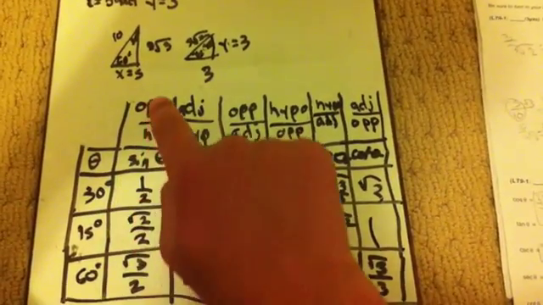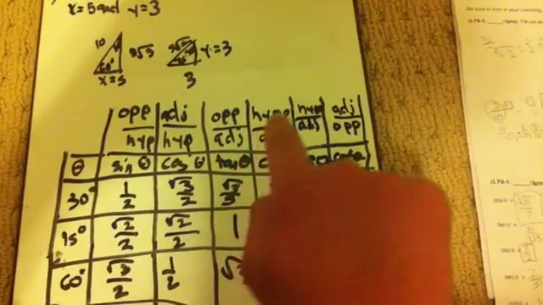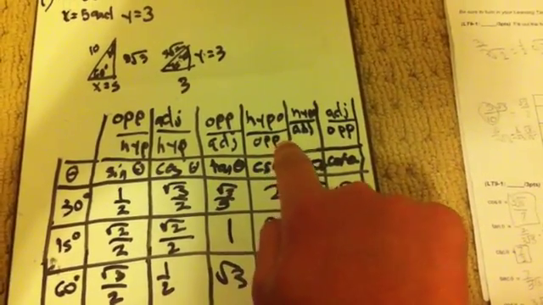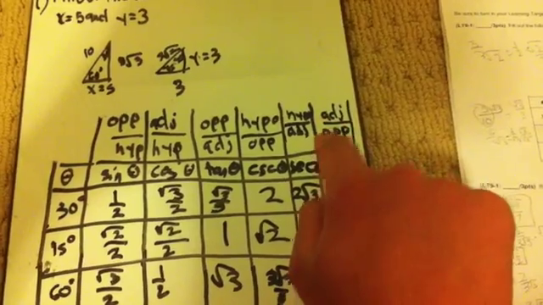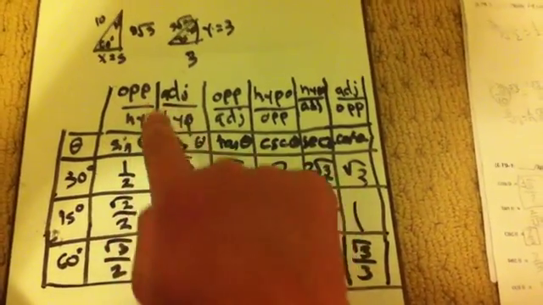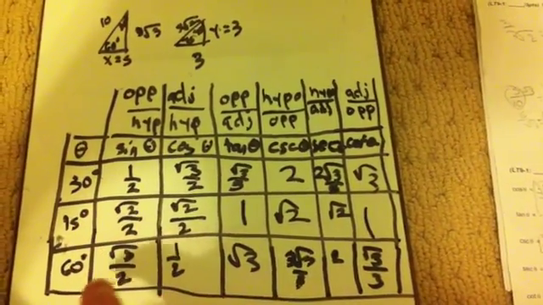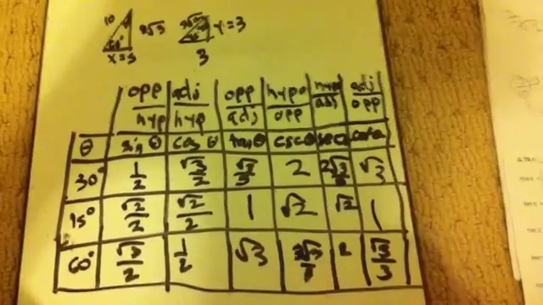To find these, we use the opposite over hypotenuse, the adjacent over hypotenuse, the opposite over adjacent, the hypotenuse over opposite, and the hypotenuse over adjacent, and adjacent over opposite. And when we fill in this, we get all these answers for the 30, the 45, and the 60 angles.